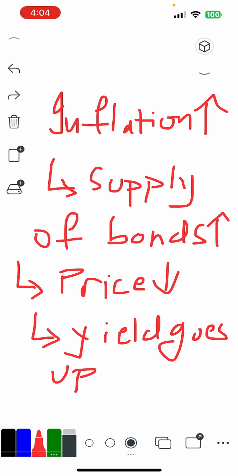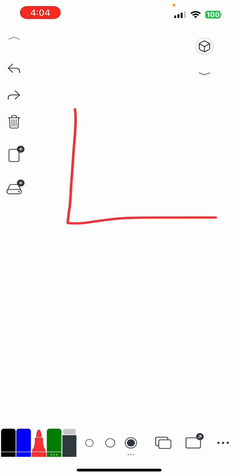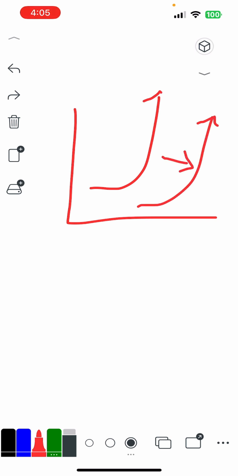If you were to look at this concept on a supply curve, let's assume that this is your supply curve over here. What's going to end up happening is, as there is inflation, your supply curve will shift to the right. Why? Because the number of bonds being sold in the market will go up.